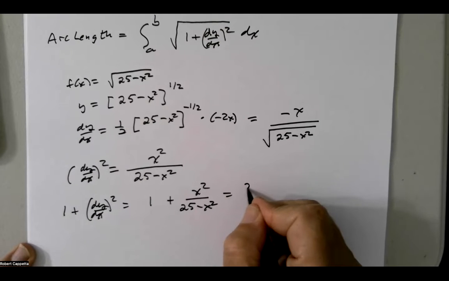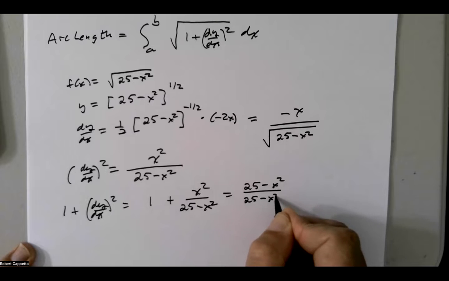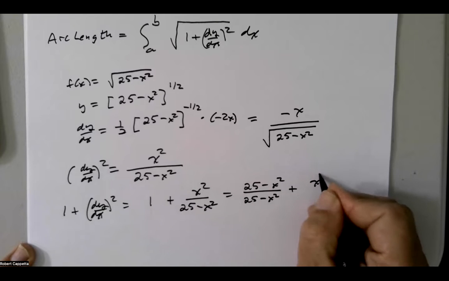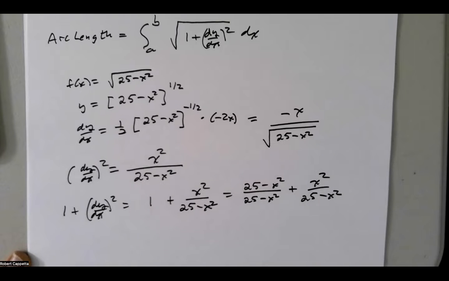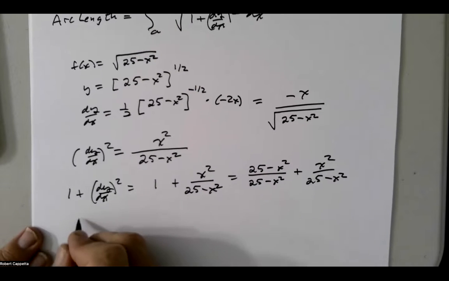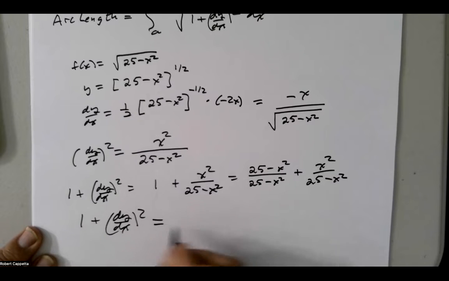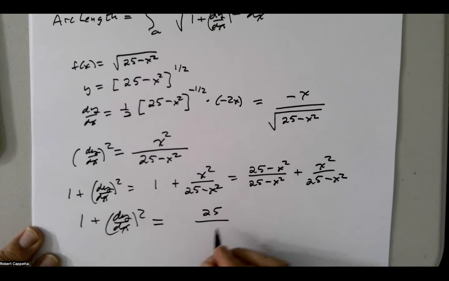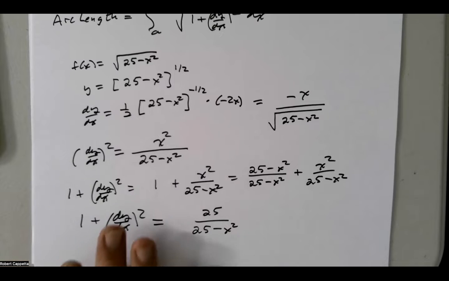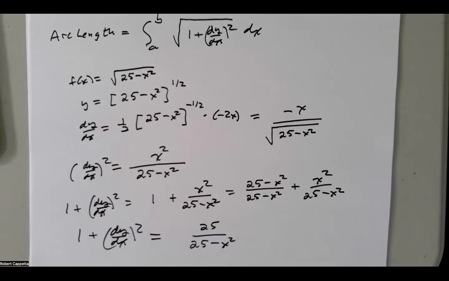Getting a common denominator, that is (25 minus x squared) over (25 minus x squared) plus x squared over (25 minus x squared). And what do we get? We get 1 plus... 25 minus x squared plus x squared is 25, over the common denominator 25 minus x squared. Well, that's useful for me, but you'll recognize, what do I need? I need the square root of that for my arc length.